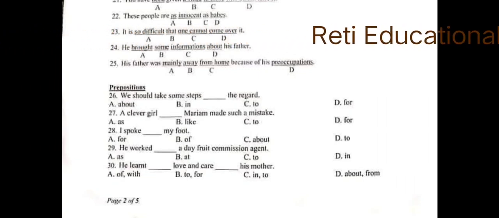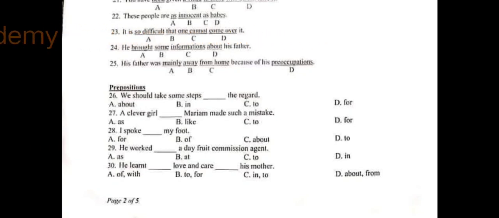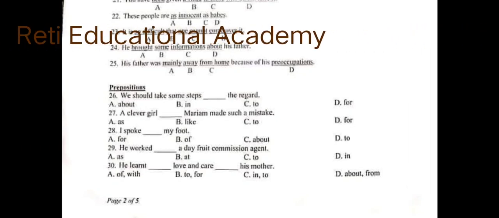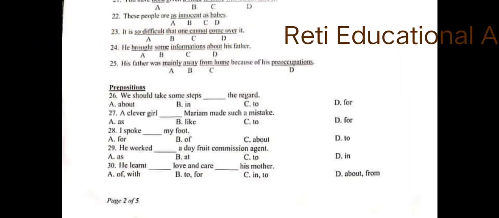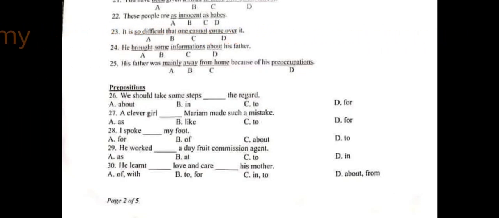Question number 30. He learned dash love and care dash his mother. A. Off with. B. To for. C. Into. D. About from. And the correct answer is B. He learned to love and care for his mother.